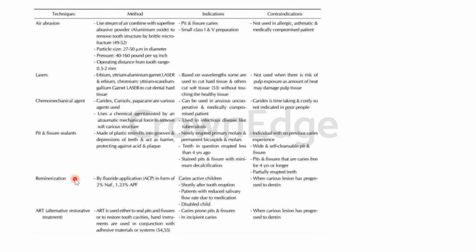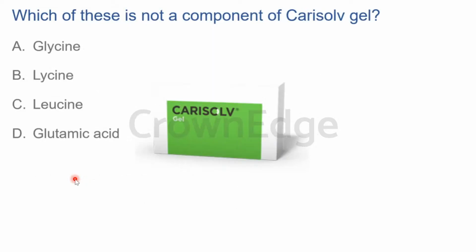We also have alternative restorative treatment, which is either to seal off the pits and fissures or to restore those cavities, and just hand instruments are used. Bulk caries removal is done and then restored with glass ionomer cement. So this is just to throw light on the various minimally invasive dentistry that is being carried out around the world right now.